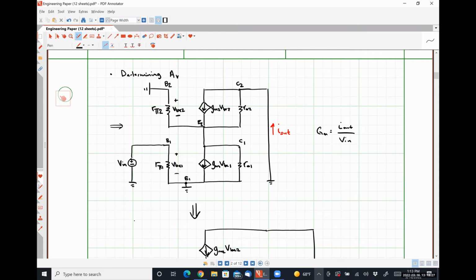from this depiction, it looks like I out splits. Some portion of it flows through GM2 VBE 2. The rest of it flows through R02. That combines together, and then some of it flows through that resistor R pi 2 to ground. Some of it flows through this resistance R01 to ground. Some of it flows through this guy right here, GM1 VBE.